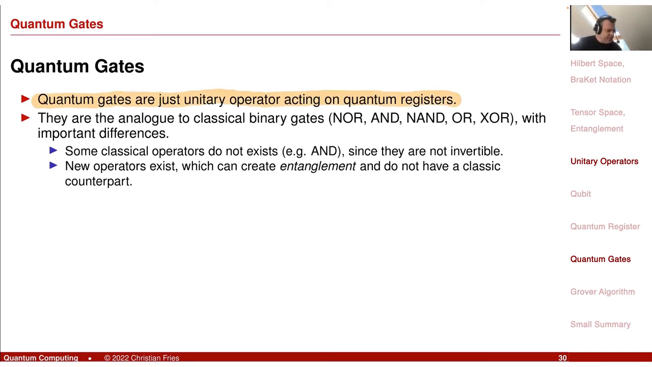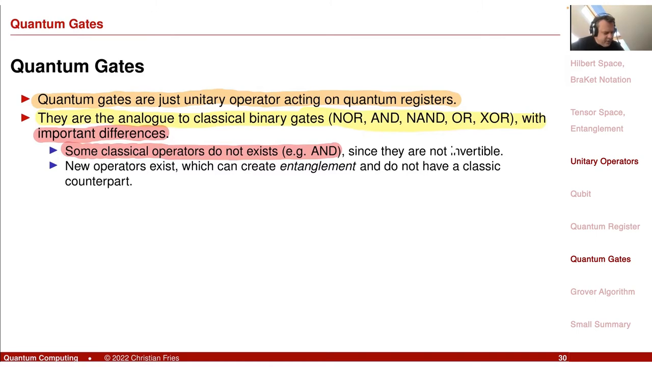They are the analog to what you know from maybe computer science, that you can have very elementary operations on your bits. You can have an AND, a NOR, a NOT AND, an OR, an XOR. So they are the analog to classical binary gates, but there are some important differences. For example, some classical operators do not exist. For example, an AND does not exist because it is not invertible. An AND maps 0,0 to 0, 0,1 to 0, 1,0 to 0, and 1,1 to 1. This is not invertible.